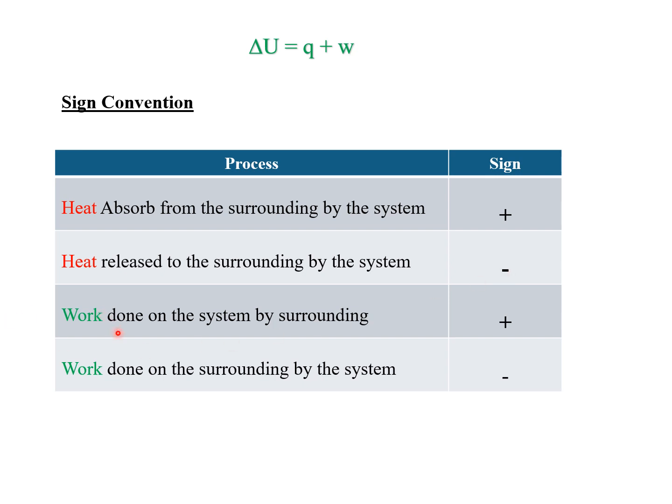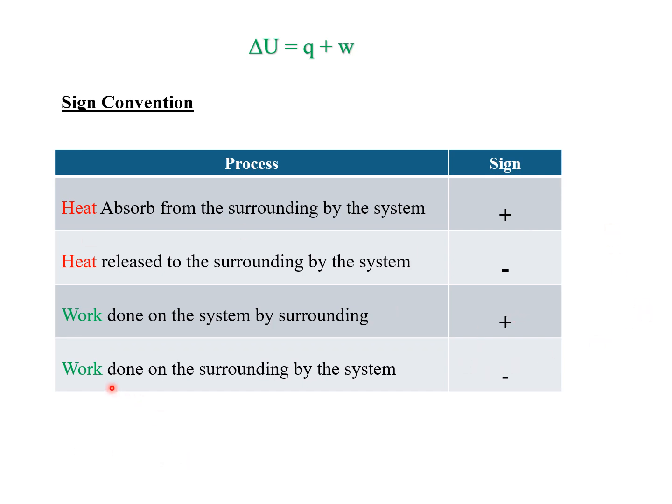And then work done on the system by the surroundings. For example, we have trapped air inside a cylinder containing a movable piston. Applying pressure on the piston, we can compress the gas inside the cylinder. So compression, that is work done on the system. We are adding something, so it is positive, plus sign.